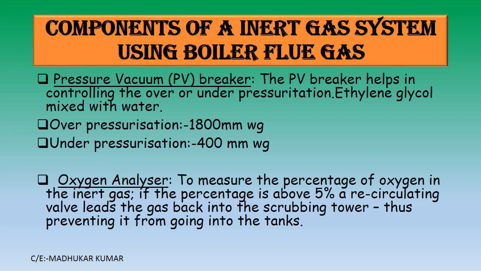The oxygen analyzer is fitted for measuring the oxygen content in the IG. Generally, at the point of generation it should be less than 5%, and if more, the recirculating valve leads the gas back to the scrubbing tower. This is to prevent it going to the tanks. So the oxygen analyzer is also vital equipment, and it is calibrated before starting or operating the IG.